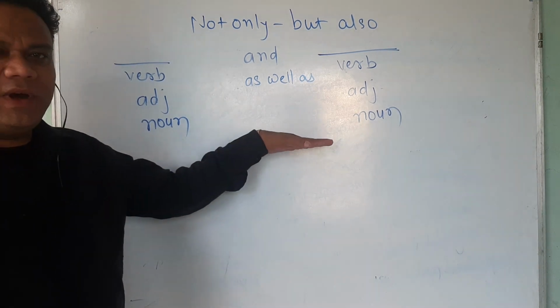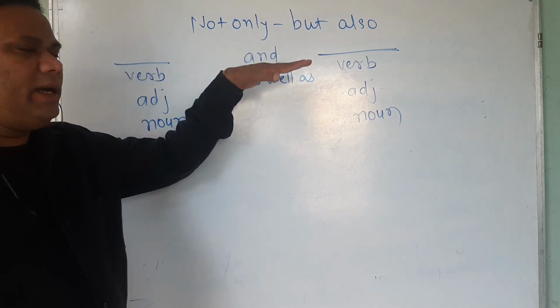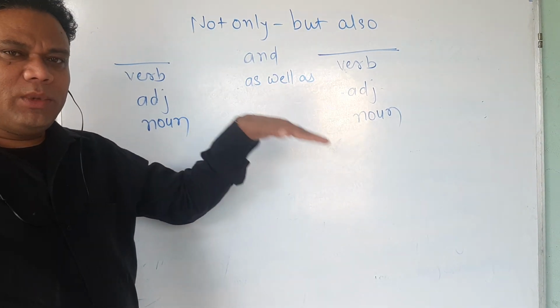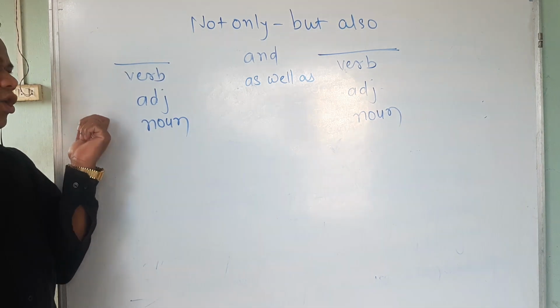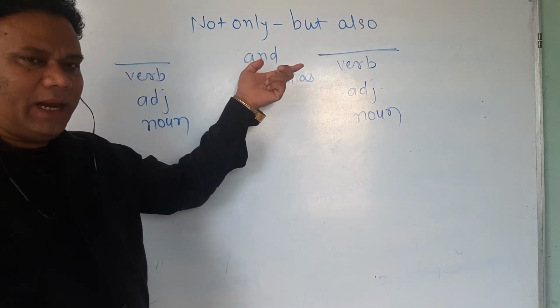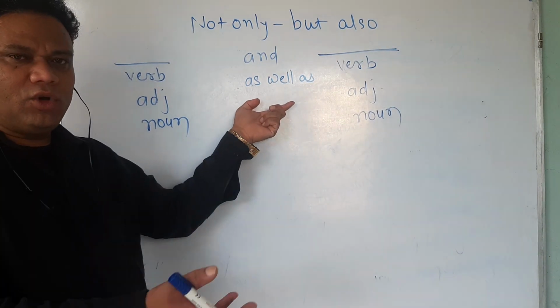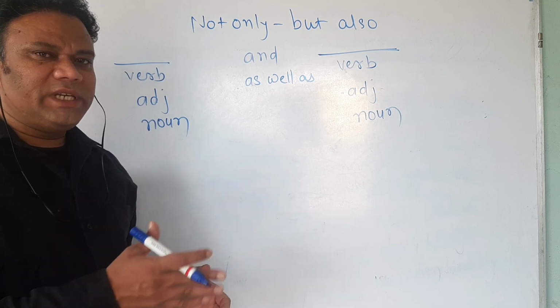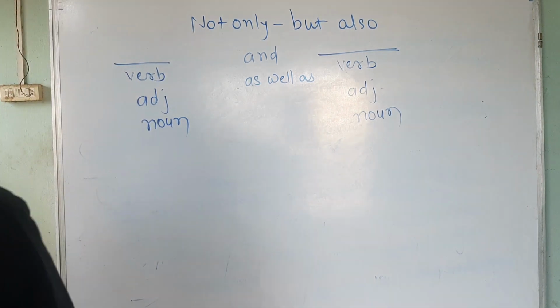Now, once we find out two words having the same part of speech, it is very easy to use not only but also. Before one word we have to use not only, and before another word, by cancelling "and" or "as well as", we have to use but also. Now the same points I'll explain to you through the sentences. See here.